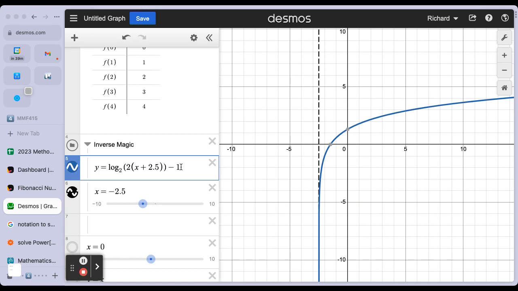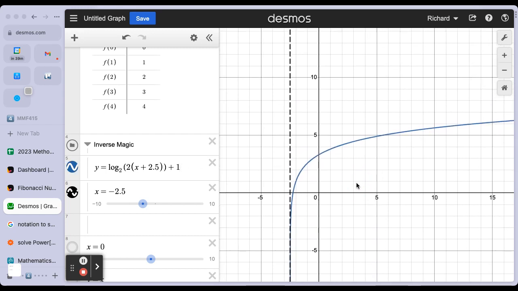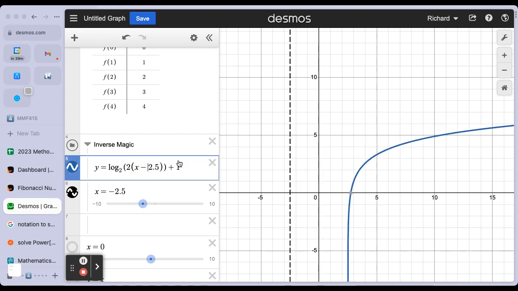We can go minus 1, we can go plus 10, we can do whatever. Okay, so keep that in mind. So without going into too much detail there, I hope you can see that if I have a translation to the right, then I'm not going to have a y-intercept.